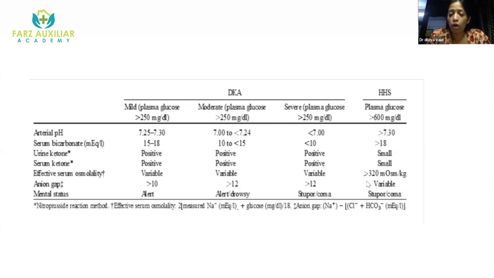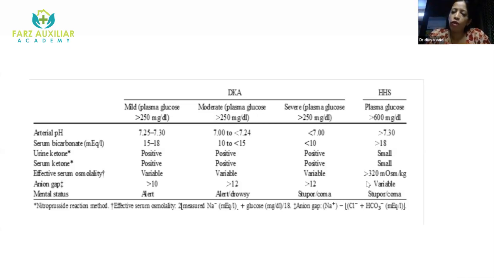The serum osmolarity will be very high, more than 320. The serum osmolarity and the serum sodium is what contributes to the altered sensorium in a patient with HHS. This directly correlates with your osmolarity. The more the osmolarity, the more is the drowsiness.